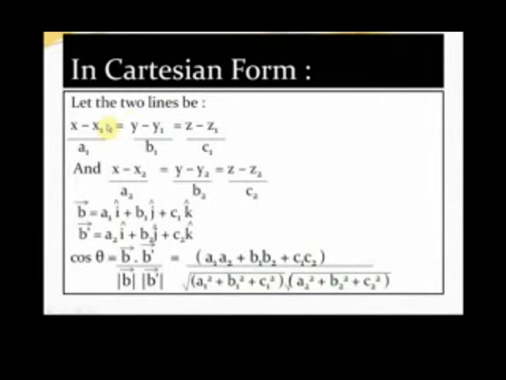Thus, if we have any two lines with the direction ratios as a1 b1 c1 and a2 b2 c2, then the angle between these two lines is given by cos theta equal to a1 a2 plus b1 b2 plus c1 c2 divided by under root of a1 square plus b1 square plus c1 square into under root of a2 square plus b2 square plus c2 square.